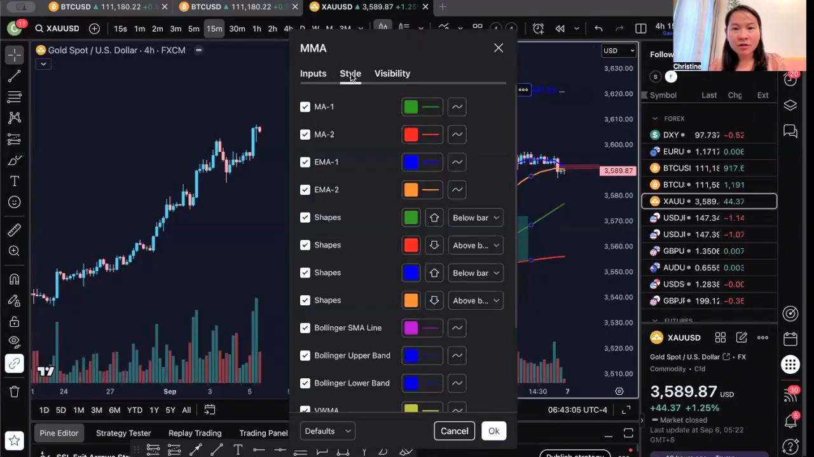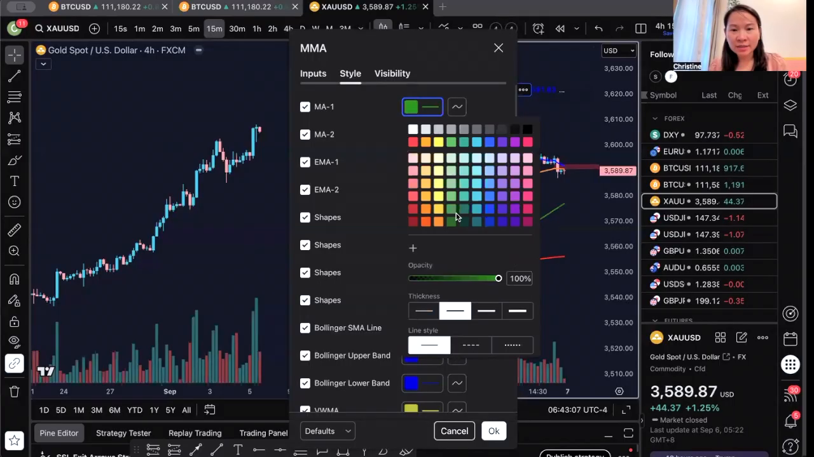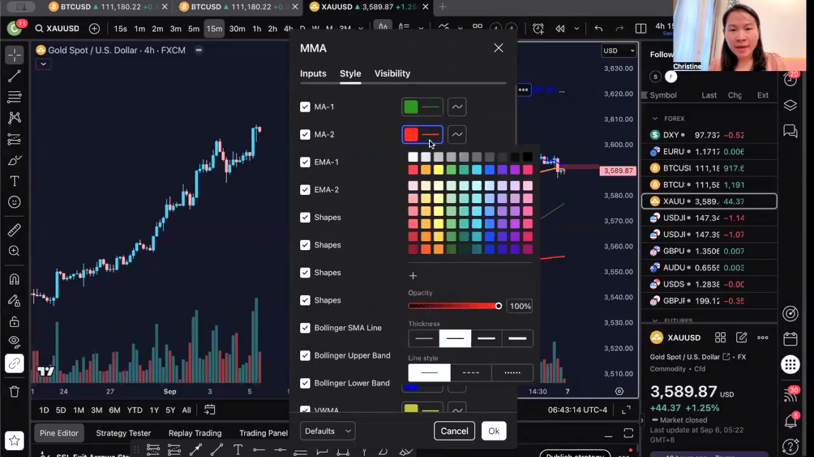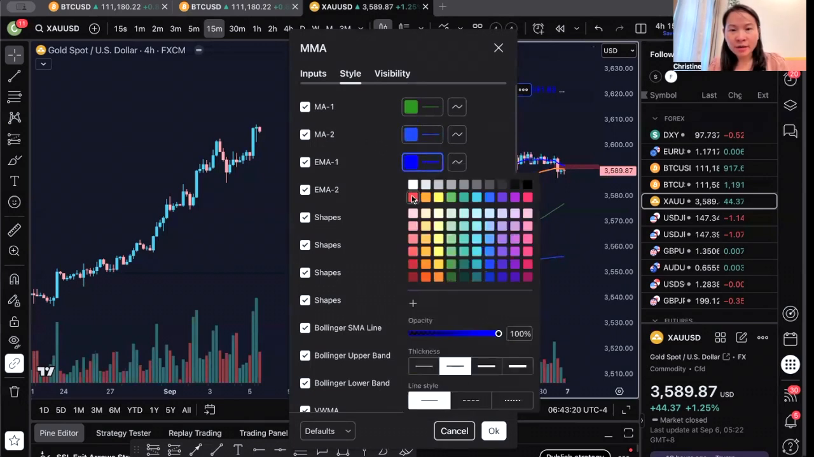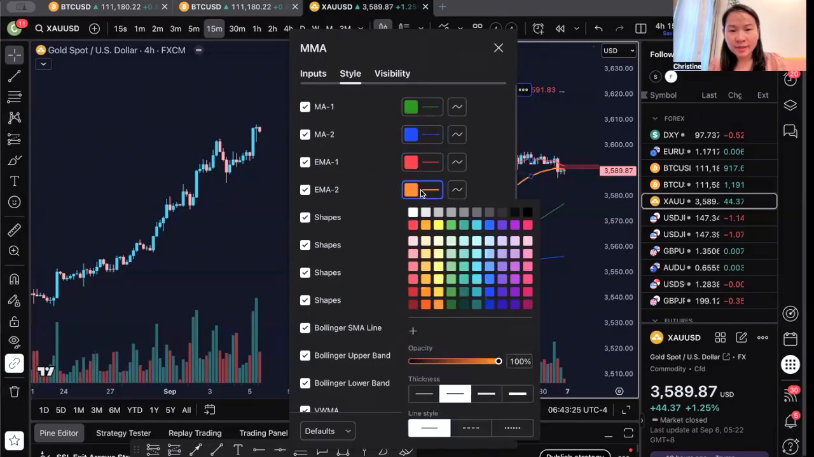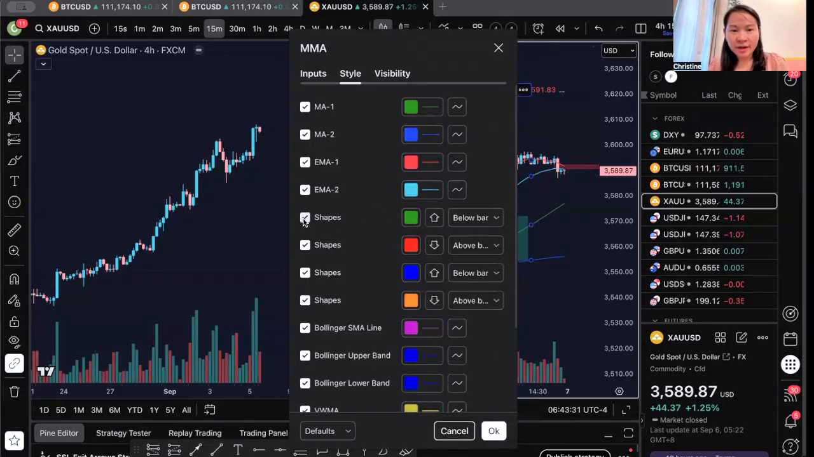And under style, I'm going to change the colors. The first MA50, I'm using green. The second MA, I'm using blue, which is 200. The EMA, I'm using red, which is 8 EMA. The second EMA is cyan. I'm using cyan for 21 EMA. And I'm going to remove the shapes and the Bollinger Bands.